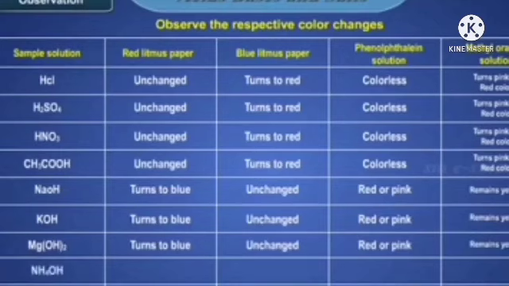Magnesium hydroxide: turns blue, red litmus unchanged, phenolphthalein red or pink color, methyl orange colorless. Ammonium hydroxide: turns blue, red litmus unchanged, phenolphthalein red or pink color, methyl orange colorless solution. What do you conclude from the above observation noted in the table?